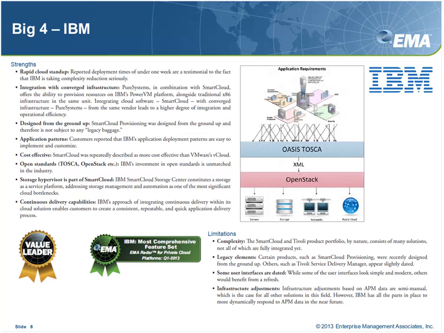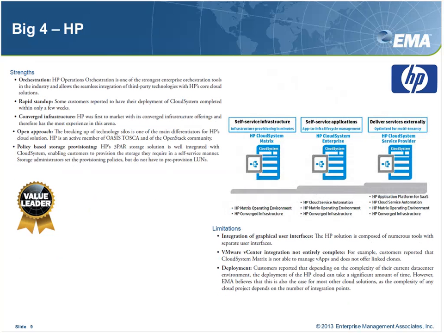So let's move on to HP. HP Operations Orchestration is a strong product, and it's very easy to integrate with existing enterprise software and hardware. Generally, we received very positive customer feedback, and as orchestration is one of the most important elements of private cloud, HP is very highly ranked in this radar report.